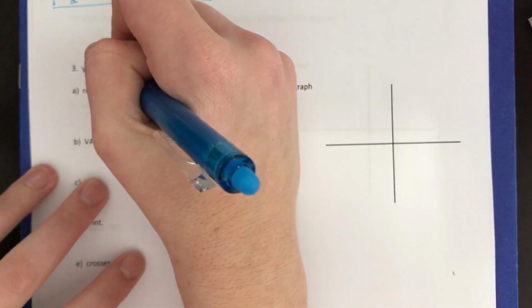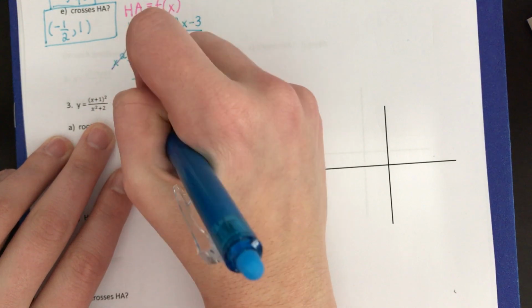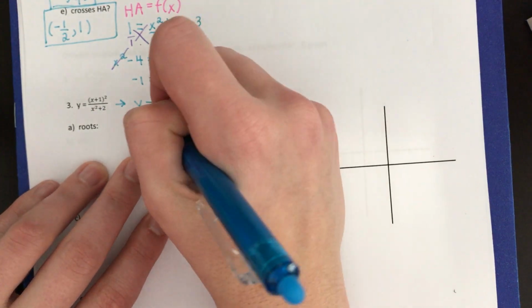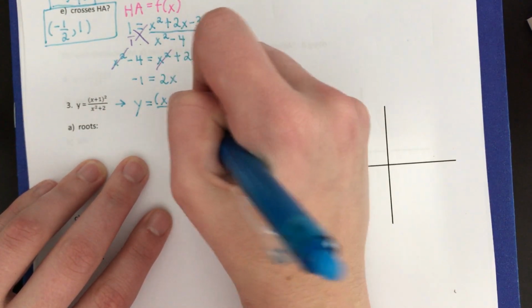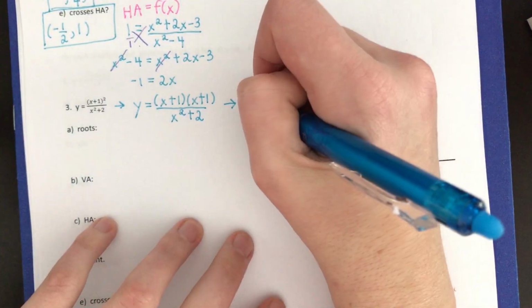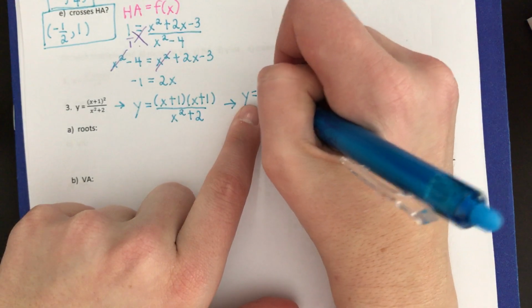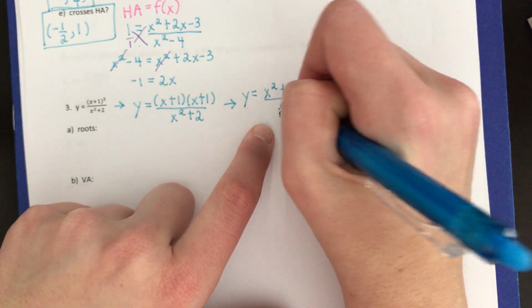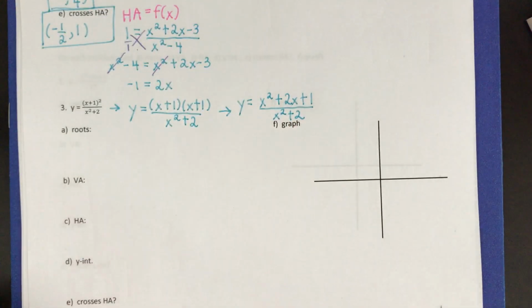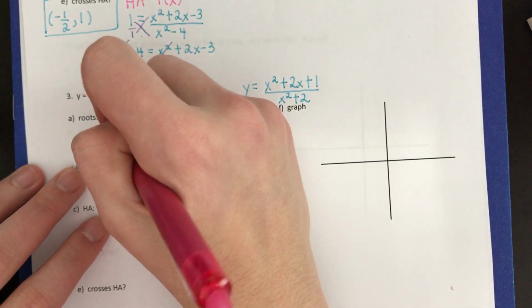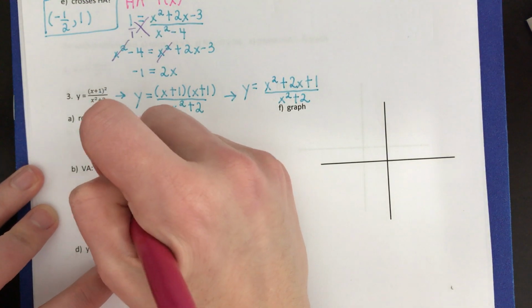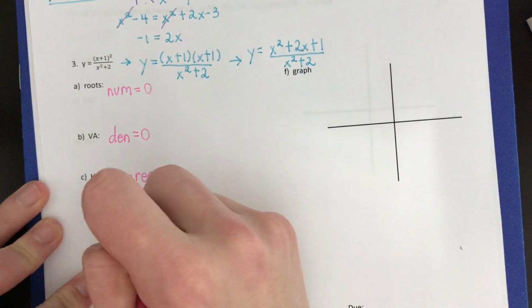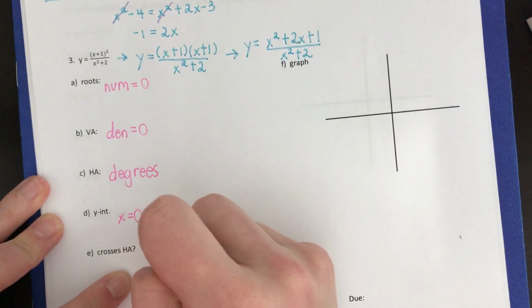So let's factor first. Oh, pre-factored. Nice. Y equals x plus 1, x plus 1 over x squared plus 2, which is not factorable. So actually, since it's pre-factored, we really need this form: x squared plus 2x plus 1 over x squared plus 2. We really need both forms. Okay, it helps a lot. So numerator equals 0. Denominator equals 0. Degrees. X equals 0. And HA equals f of x.